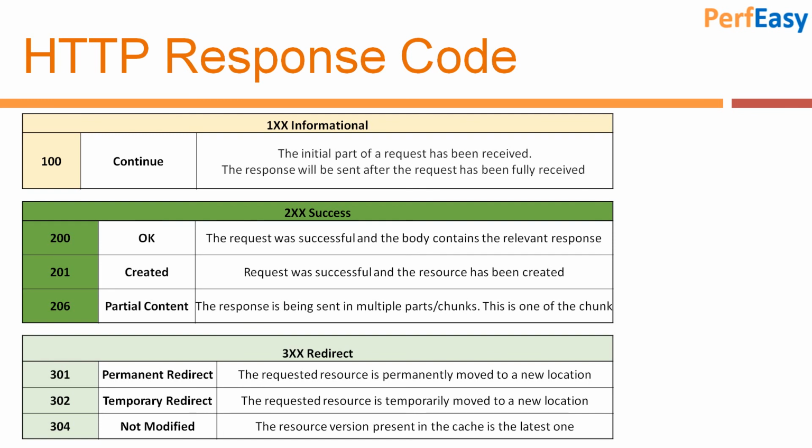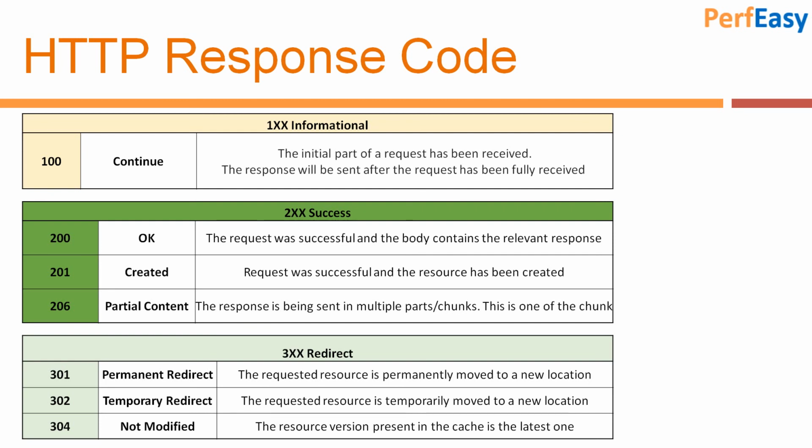But here is a catch. How will the browser know if this is the latest version, or maybe the image has now changed? So how will the browser know if this is the latest version or not? For that, the client will send a request to the server for that particular resource, but that request will contain the last modified date of that resource.